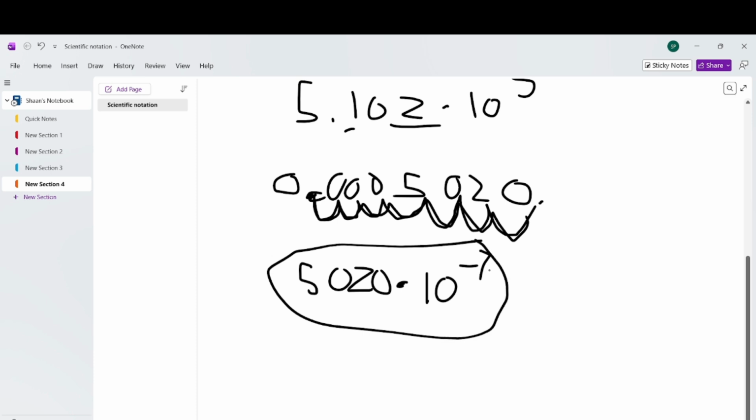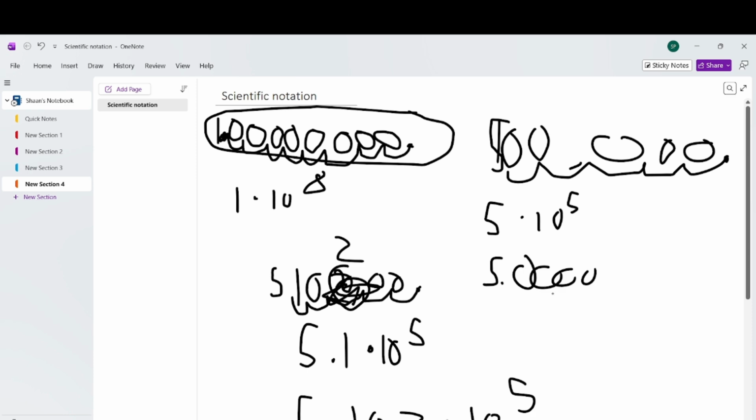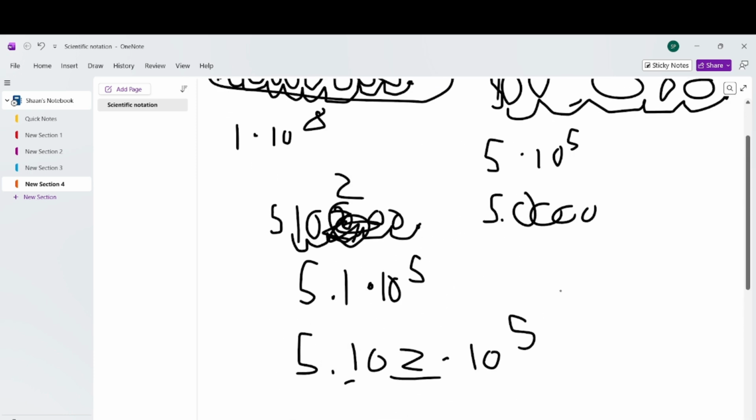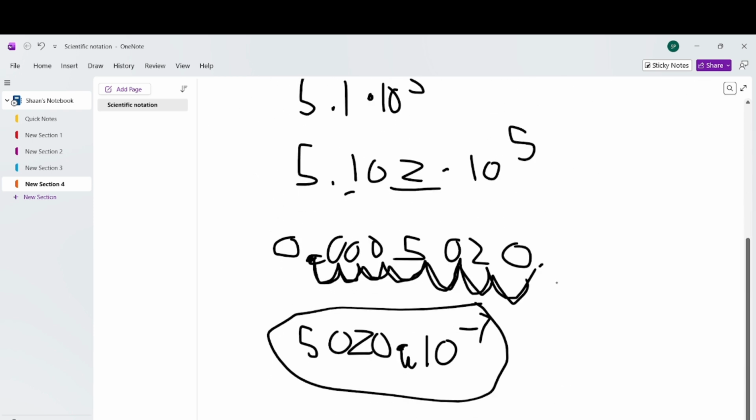So we just wrote this super small number in scientific notation here. The reason we wrote a -7 is because it's going backwards, not forwards. If the decimal point was going forward, we would write it as +7. When it goes forwards, it's positive. When it goes backwards, it is negative. So that's how you write huge numbers and really small numbers in scientific notation.